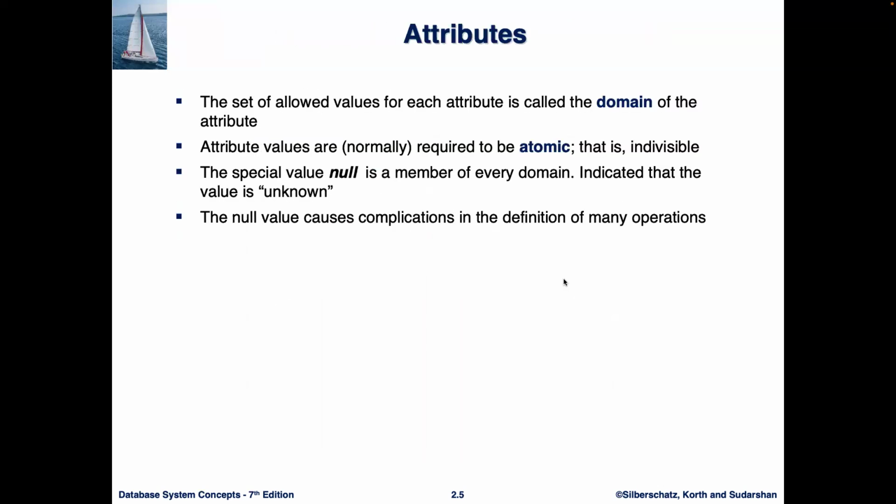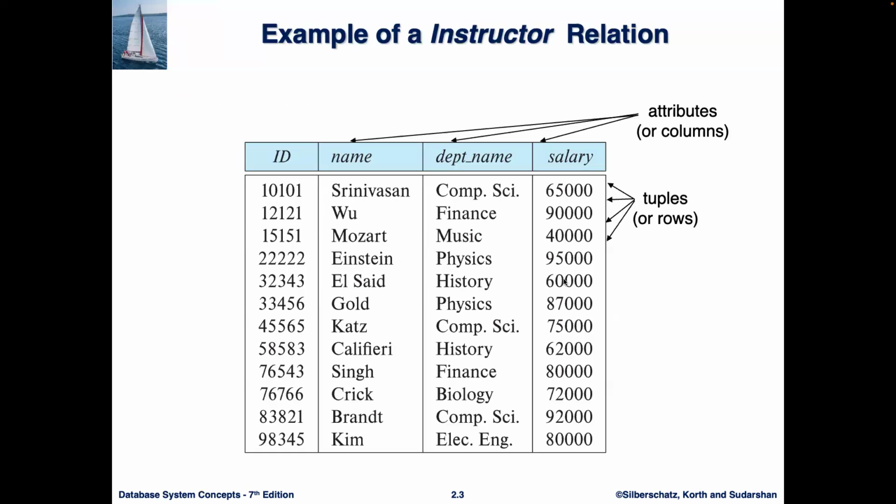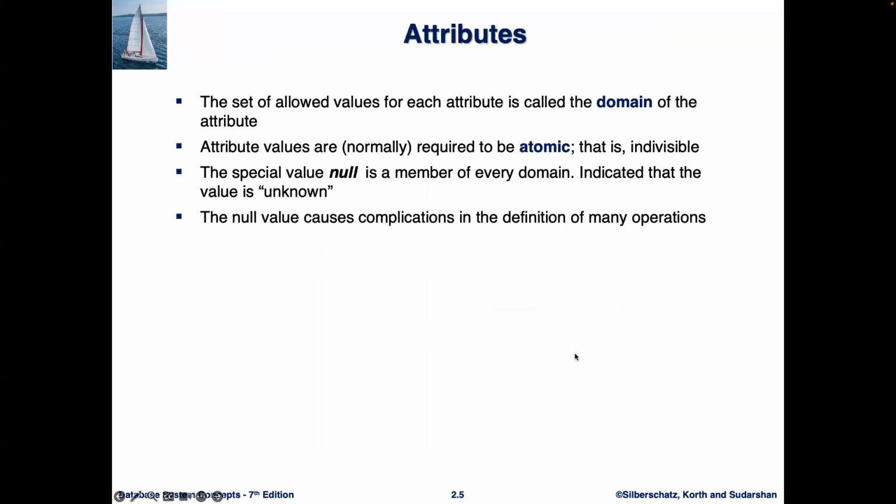A special value null is a member of every domain, indicating that the value is unknown. So we can have null in any of these attribute values. That means we don't know that value, it is unknown to us. So null is a member of every domain you can think of. Null values cause complications in the definition of many operations.